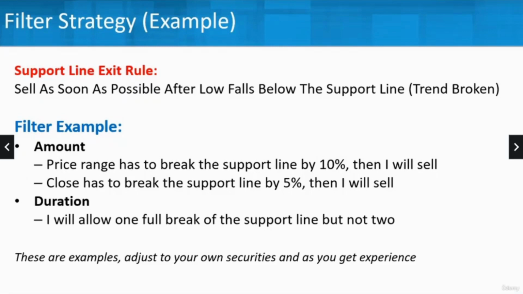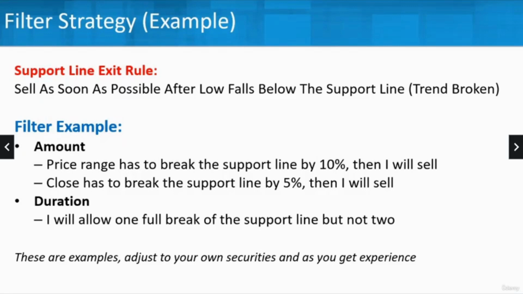But also, some securities have wider ranges of trading, and so 5% or 10% might be too low. Maybe you want to make that even steeper, or vice versa. You may make that 2% and 4% or whatever. You can pick one or both, either way. But the idea is you're picking an amount that the price range has to break the support line by in order for you to take action. In this case, we're looking at breaking a support line to sell. So in this case, we would sell.